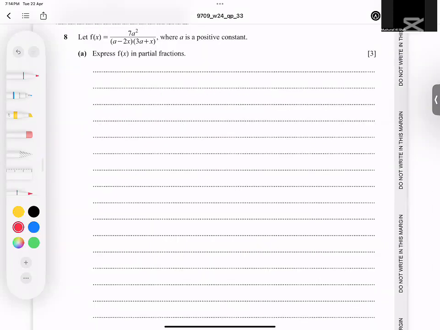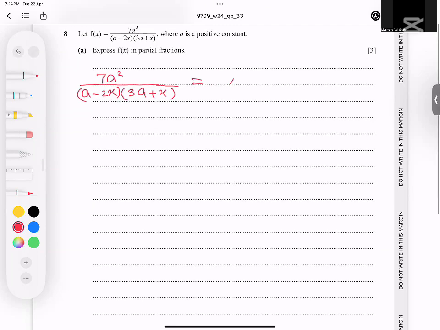So question number 8, this a is a positive constant, and we have to convert into partial fractions. Okay. So what is the method to do this kind of question? 7a square over a minus 2x times 3a plus x. Because the power of x is 1, power of x is 1, we write A over the first linear factor plus B over the second linear factor.